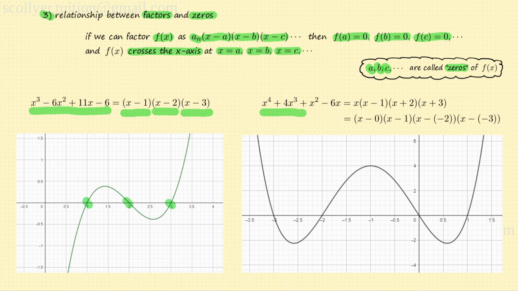Now, this quartic polynomial of degree 4 can be factored as x times x minus 1 times x plus 2 times x plus 3. And you will note that that isn't quite in the form that I supplied here, because the negative signs are missing in 2 of the factors. However, we can rewrite it as x minus 0 times x minus 1 times x minus minus 2 times x minus minus 3. And now we can see that the graph will cross the x-axis at 0, 1, minus 2, and minus 3.